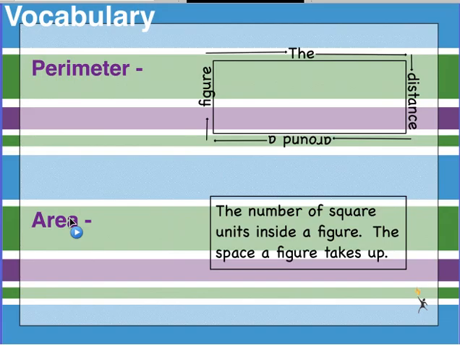The area is the number of square units inside of a figure, the space a figure takes up. So if you were to take that park and walk the whole entire inside of it, that would be the area. Or when you're playing with the parachute in gym class, the flooring that the parachute covers, that's the area of the parachute.